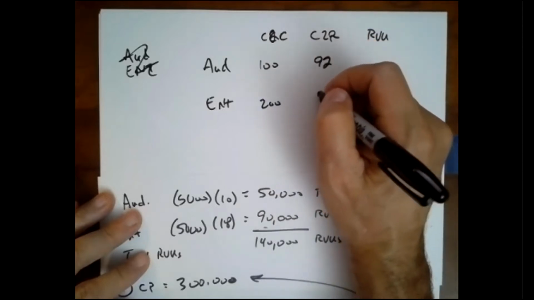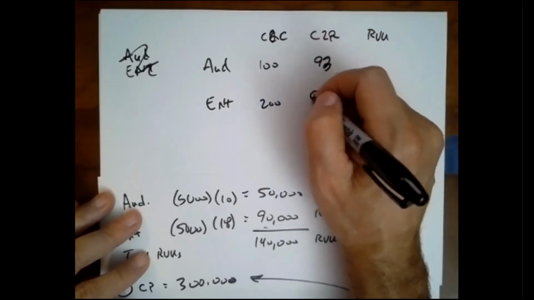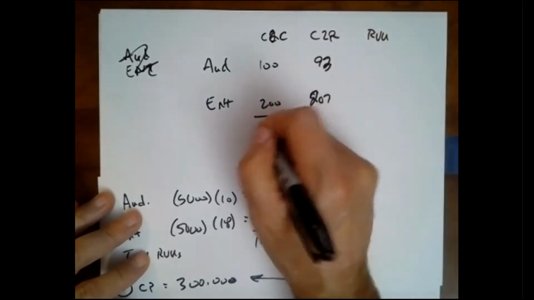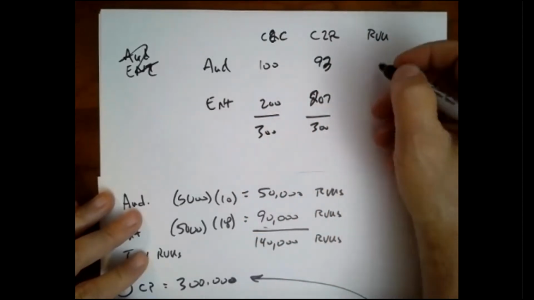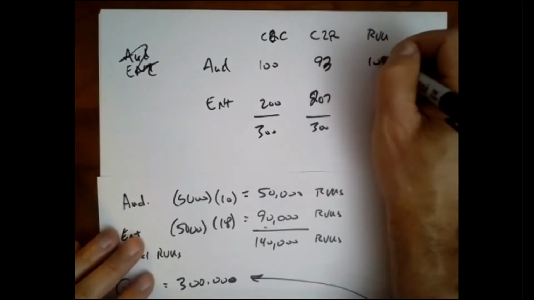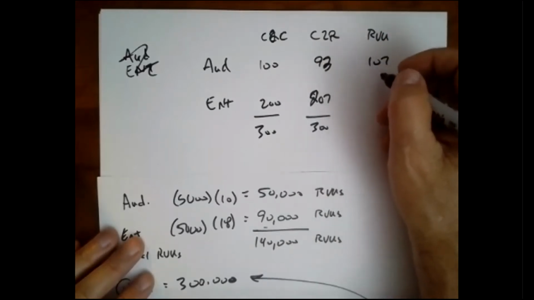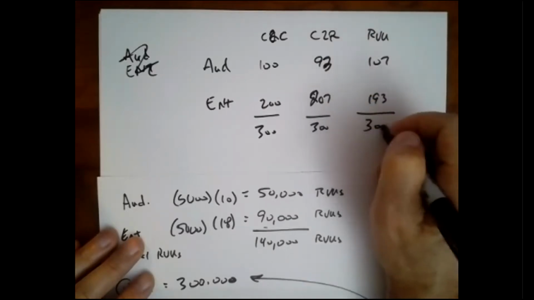Let's say 93. And ENT got 207, right? So that they still add up to 300. I'm having to round here. And then under RVU, audiology gets 107 and some change, and ENT, let's say, gets 193. Again, I'm rounding, so we get 300.